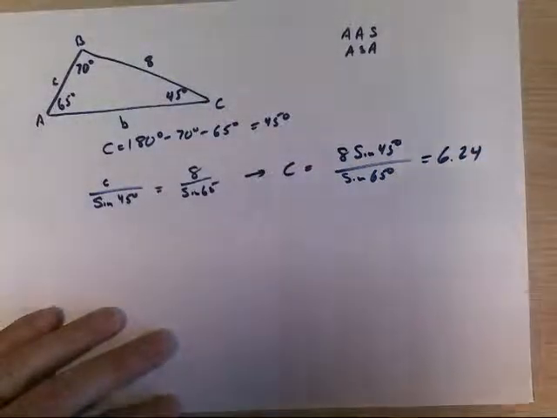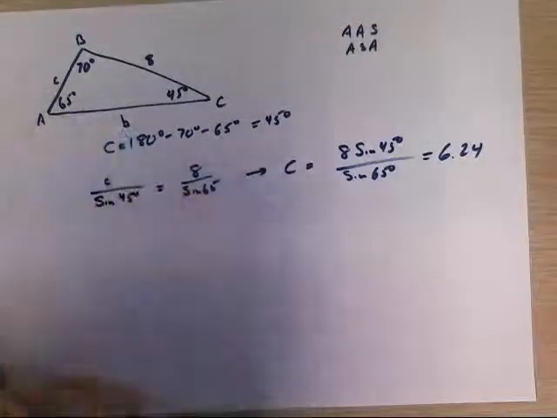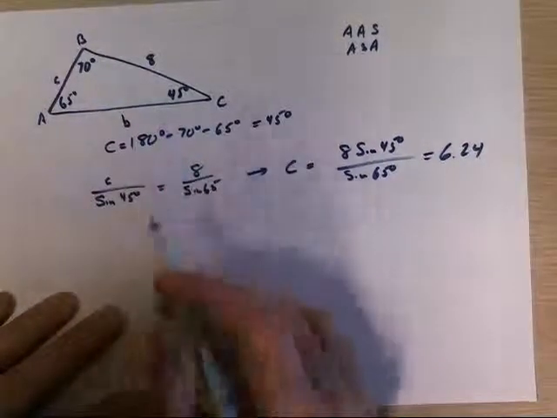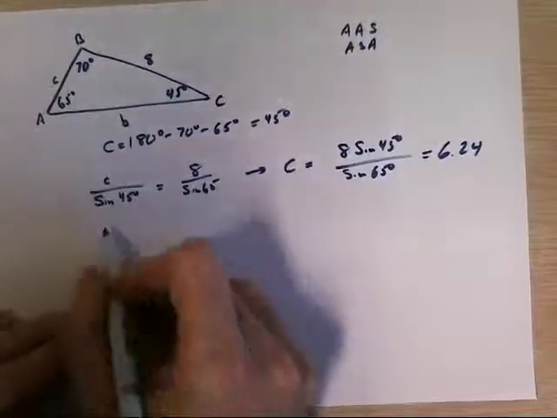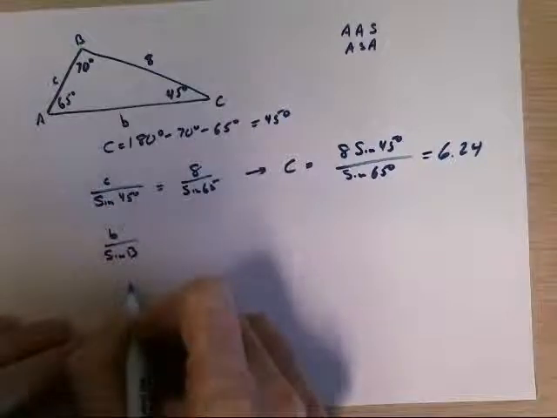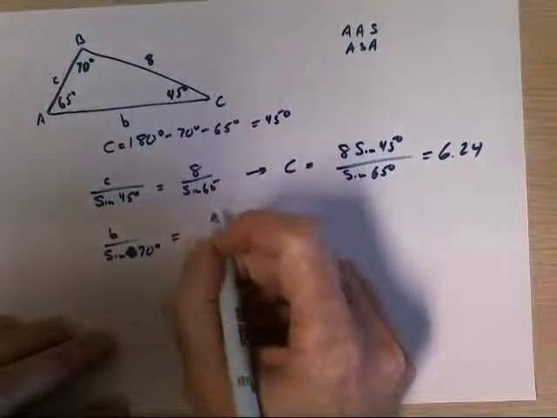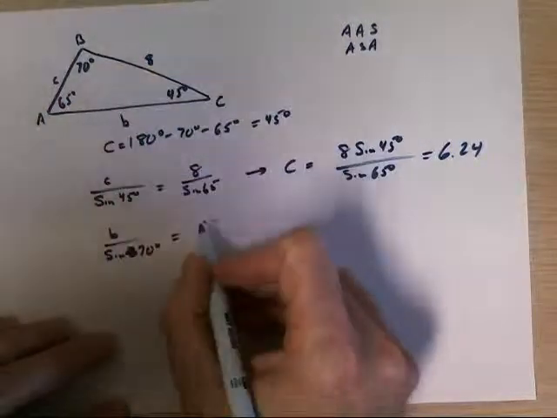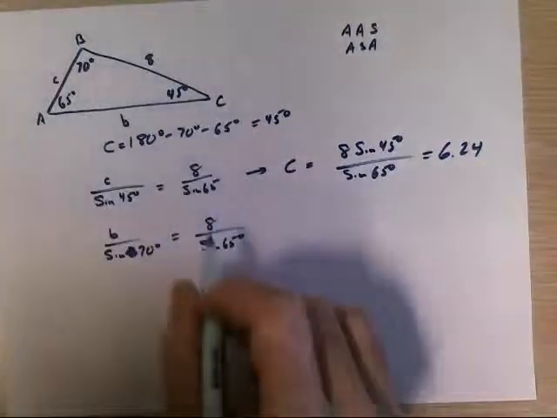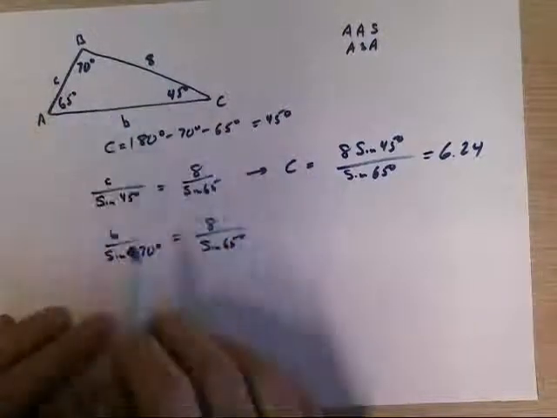So there's that. Now I'm going to go back and find B. Well, one thing to be careful of, this is not a right triangle, so I can't use Pythagoras here. So I still have to use the law of sines here. So how about B divided by the sine of B? Oh, but I know what B is. This is 70 degrees equals the known information here, 8 divided by the sine of 65 degrees. I'm inclined to use the same given knowledge here rather than the calculated ones if I can avoid it.